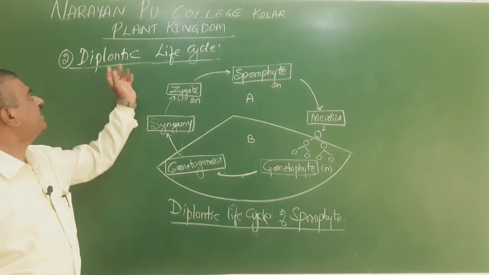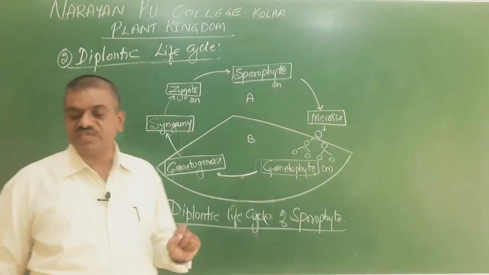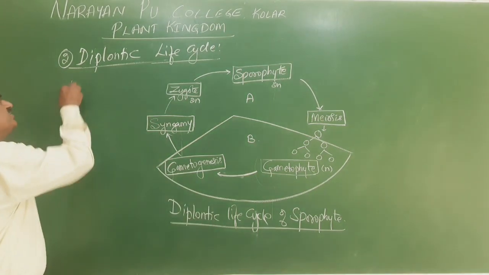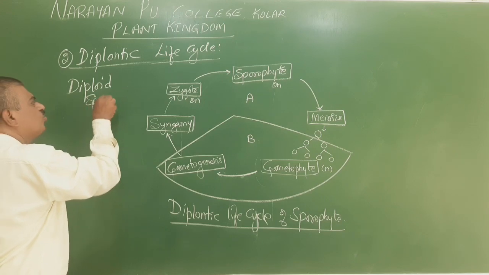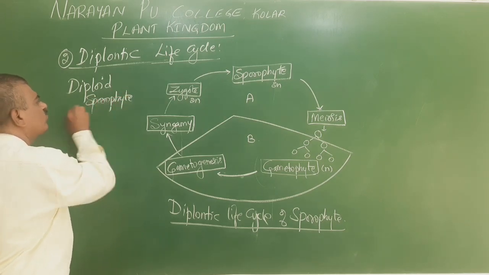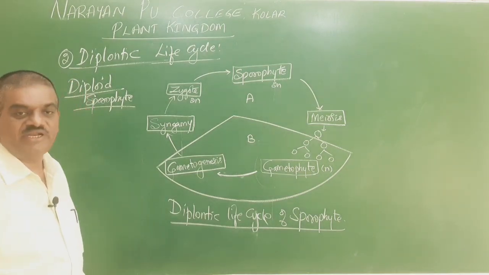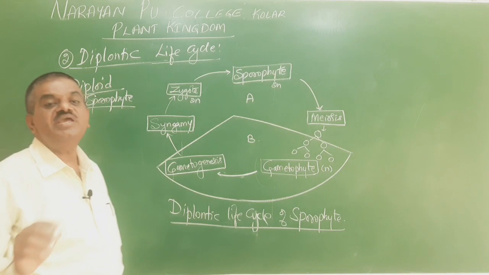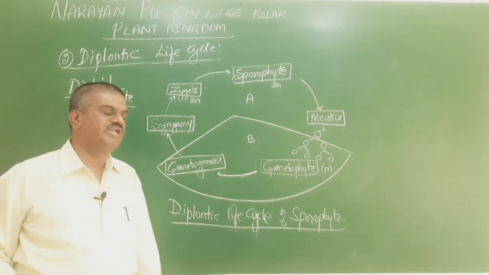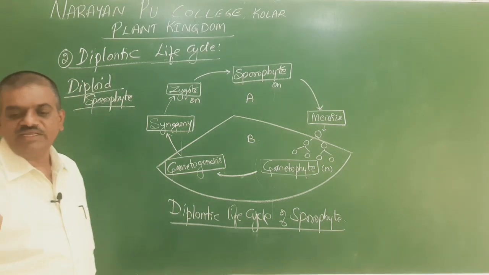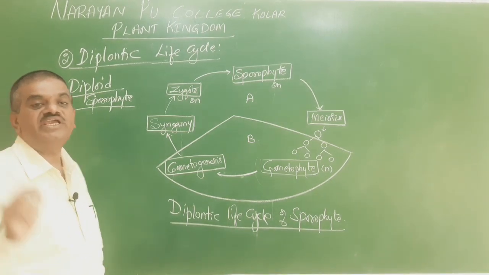So we go for the second one, called the diplontic life cycle. Here in a diplontic life cycle, the starting one is the diploid sporophyte. This diploid sporophyte is the dominant, photosynthetic, independent phase. I'll repeat this: the diploid sporophyte is the dominant, photosynthetic and independent phase. This gives rise to the gametophytic phase.